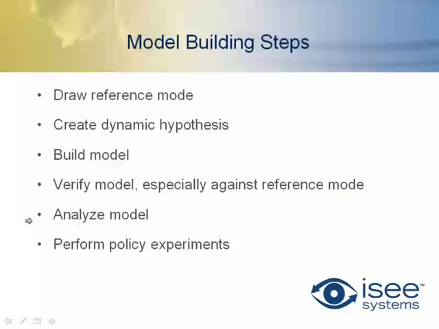As I said, the features in 9.1 together better support the model building process, and the traditional steps in building a model are to first draw a reference mode, which describes the problem that you're trying to solve and sets the system boundary for you. From the reference mode, you're then going to try to create a dynamic hypothesis. Your dynamic hypothesis is traditionally a causal loop diagram, and it is the minimum causal loop diagram necessary to explain the behavior you see in the reference mode. So it's usually only a few key stocks, or stock concepts.